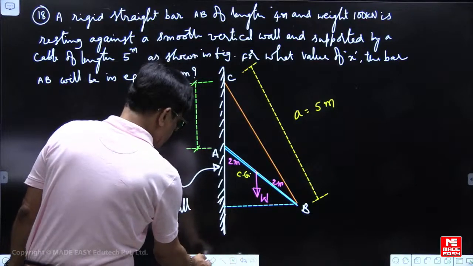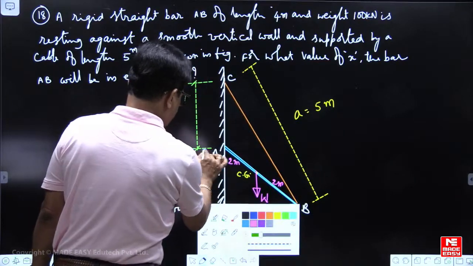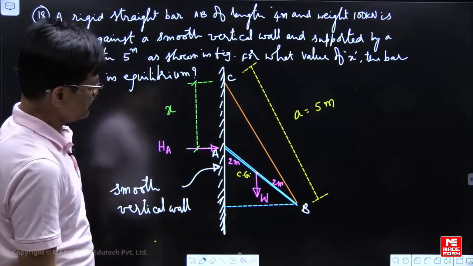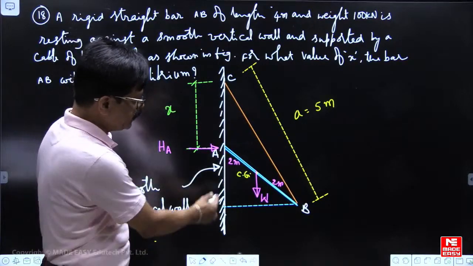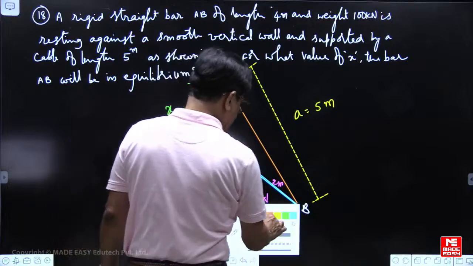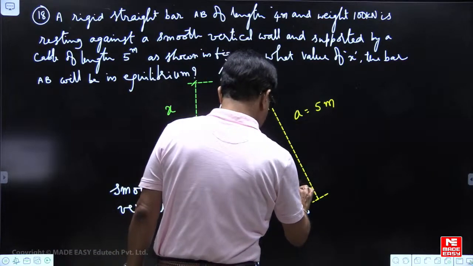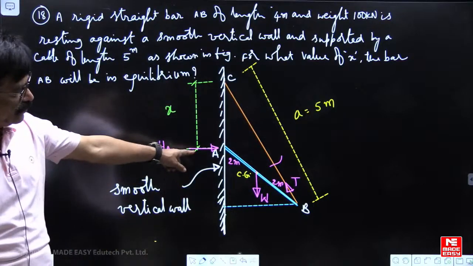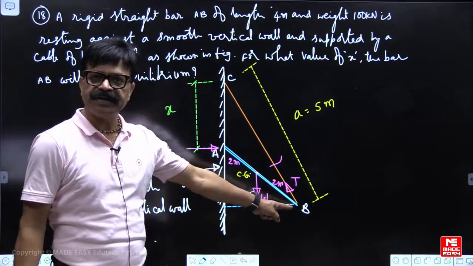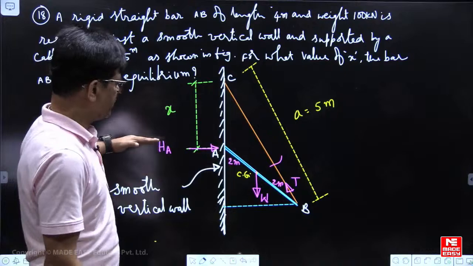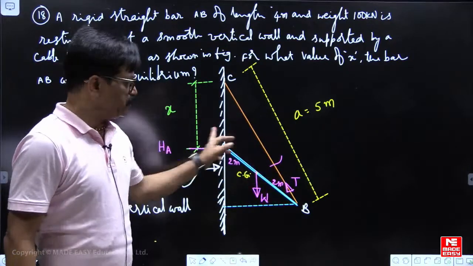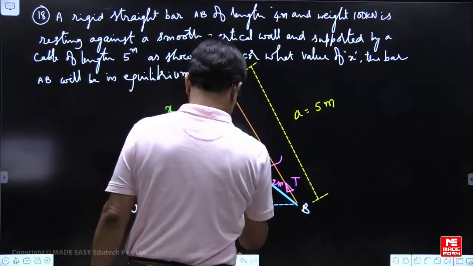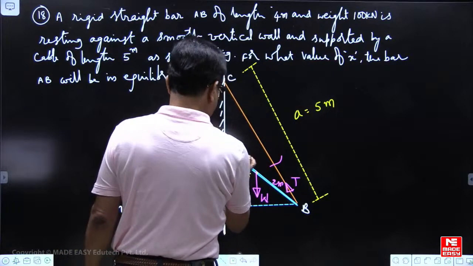Because this is a smooth vertical wall, HA will be horizontal. So on the free body diagram of AB, 3 forces are acting. If I cut this one, this will be the tension in the cable. On the free body diagram of AB, 3 forces only are acting: HA, W, T. To keep three forces in equilibrium, they must meet at one point, otherwise they won't be in equilibrium.